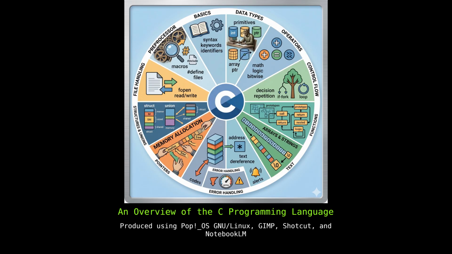He created C by evolving an earlier, simpler programming language that was known just as B. Naturally, B comes before C. Right, but Ritchie didn't invent C just to see if he could. It was built out of sheer desperate necessity to write the UNIX operating system. Right, because before C came along, operating systems were heavily reliant on assembly language. And assembly is pretty bad. Oh, assembly is incredibly tedious.